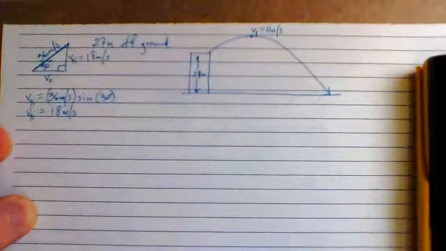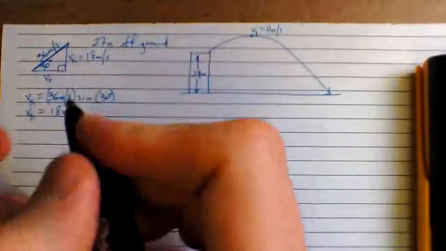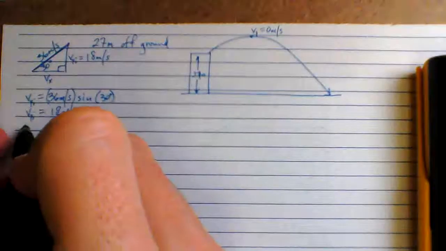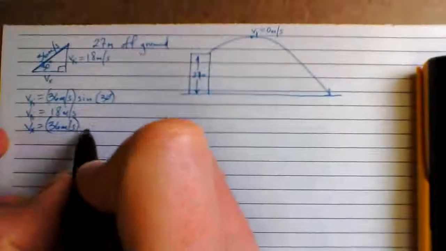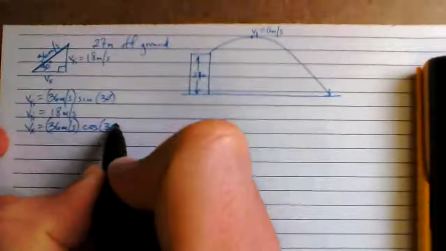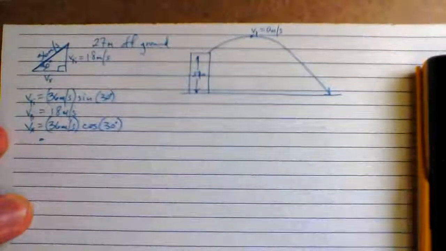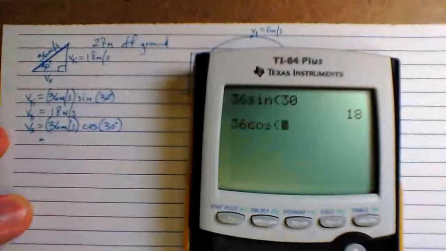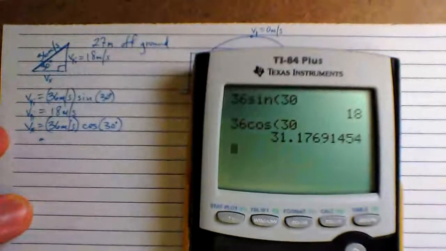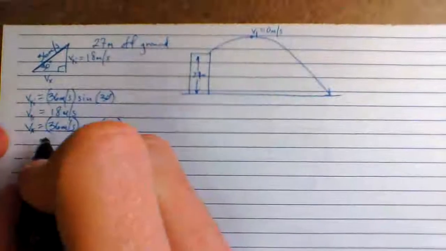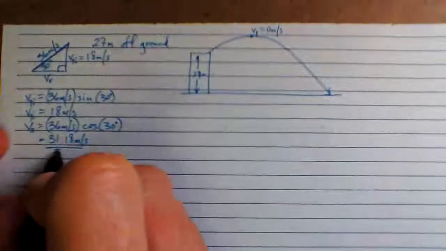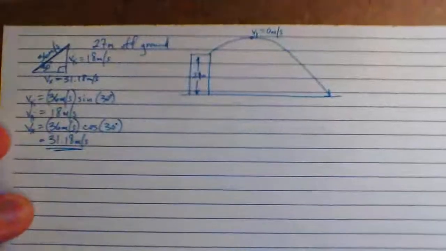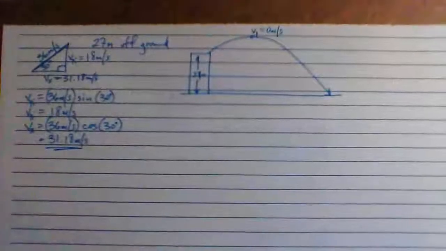Alright, so if we want to solve for Vx, it's going to end up being 18 times the square root of 3 because of the triangle. But anyways, we're going to say Vx equals 36 meters per second times the cosine of 30 degrees. And that's going to be 31.18 meters per second. And I'm going to label my drawing so that I can glance at it and see immediately what it is.